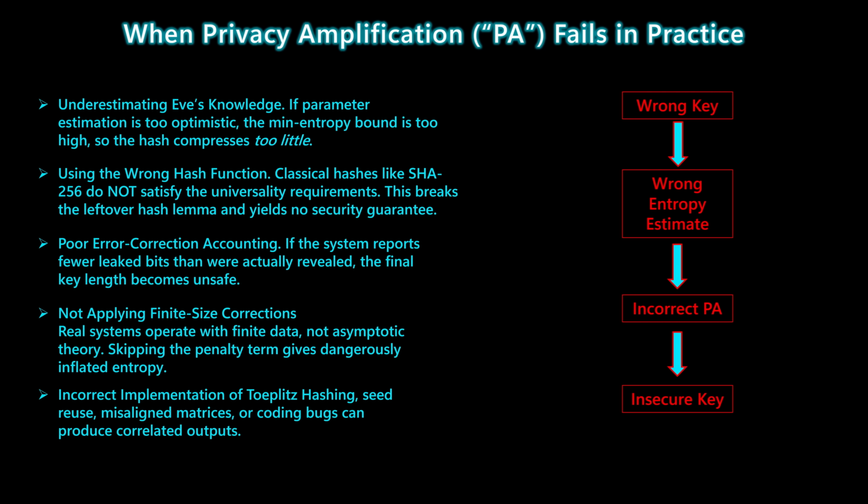All of these mistakes feed into the same chain of consequences. A wrong key estimate leads to a wrong entropy estimate. A wrong entropy estimate leads to incorrect privacy amplification. Incorrect privacy amplification results in a final key that is not secure, even though the system may believe that it is.